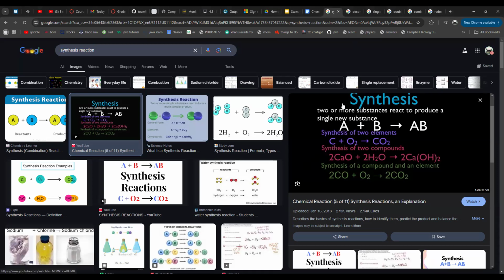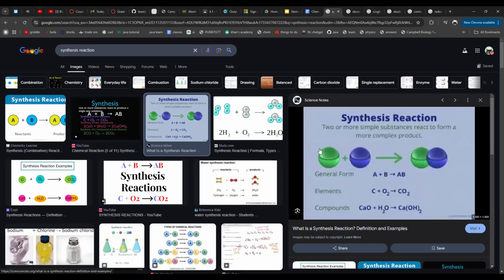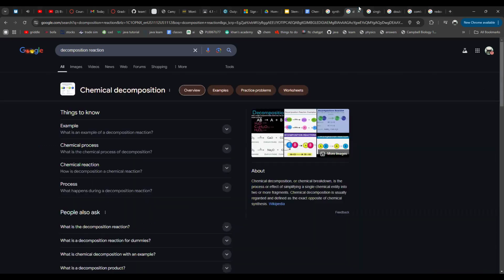So the first one we're going to go over is the synthesis reaction. It's pretty simple, just two substances react to form one new substance, right? A plus B yields AB. And you can see this with the examples here. Carbon plus oxygen yields carbon dioxide. It's just synthesis, right? They form a more complex layer.